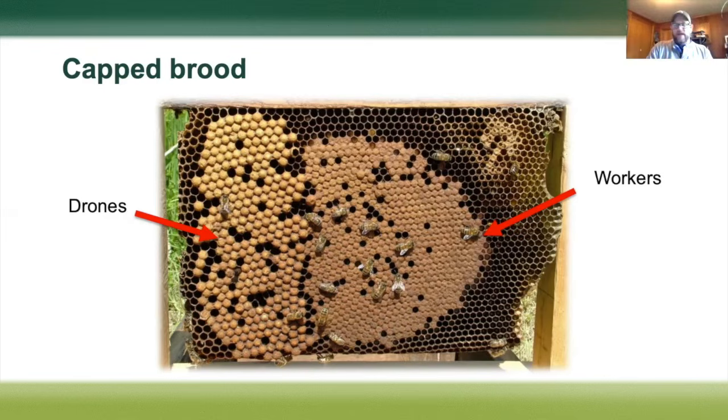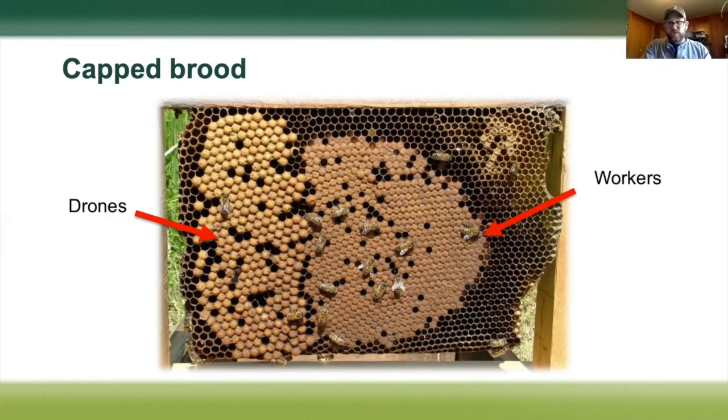Now, when you look at them side by side, you can tell they're different. The drone brood is always a bigger cell, and it has kind of this dome cap to it. Why? Well, it's because the drone's a bigger bee. We talked about that a moment ago in the sex and caste section. It's a bigger bee. It needs more room. And so you have this cocoa puff top to it. That is drone brood. The worker brood is always kind of a level cap.